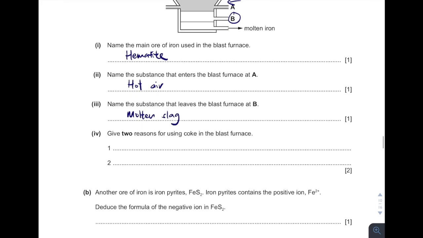And then what are the two reasons for using coke in the blast furnace? First, it is to produce heat. Carbon reacts with oxygen to produce heat. And then next, it acts as a reducing agent. Remember, coke forms carbon monoxide. Carbon monoxide is then used to reduce the hematite to form molten iron.